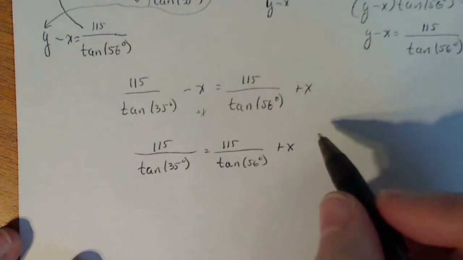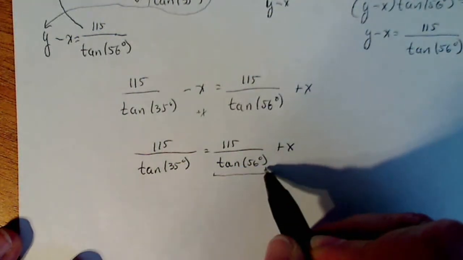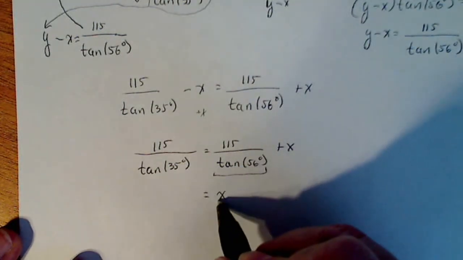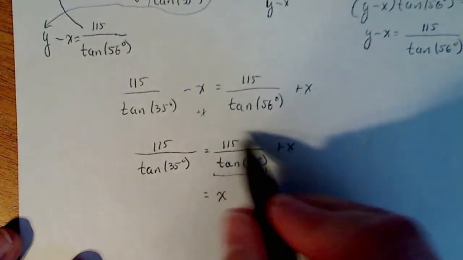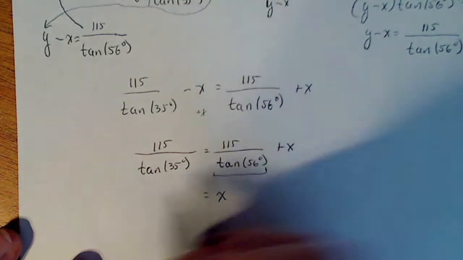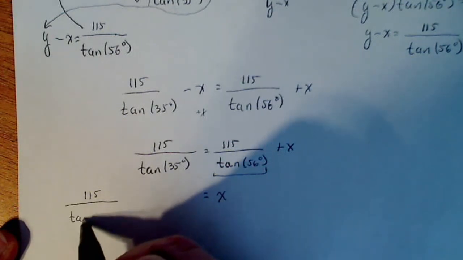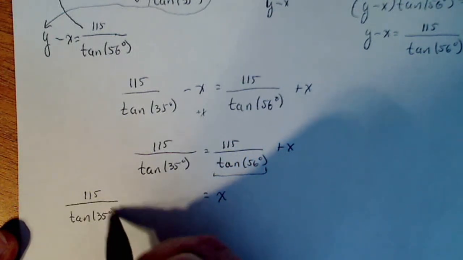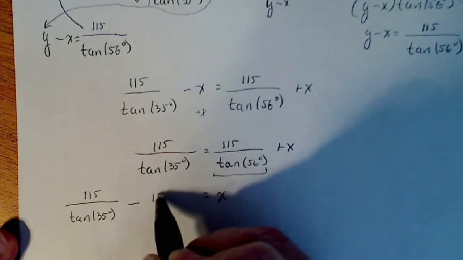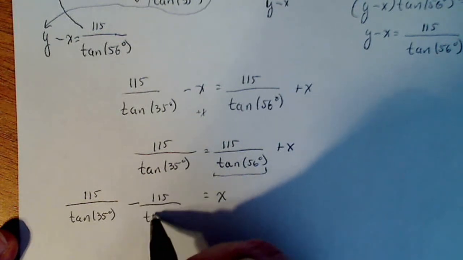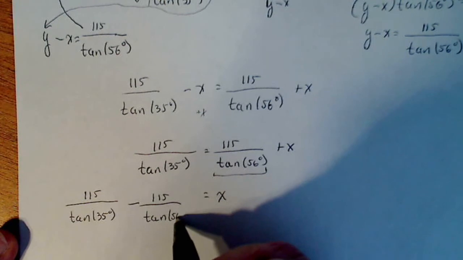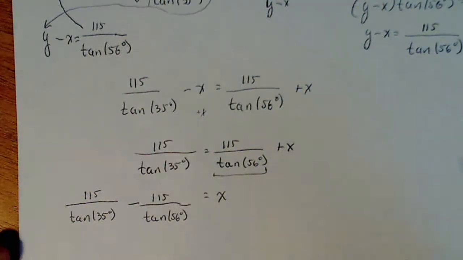Again, solving for x, I'm going to subtract this value from both sides. So with x over here, this number minus itself is 0. And over here I get 115 divided by tangent of 35 degrees minus 115 divided by tangent of 56 degrees. And that should give us what our x value is.